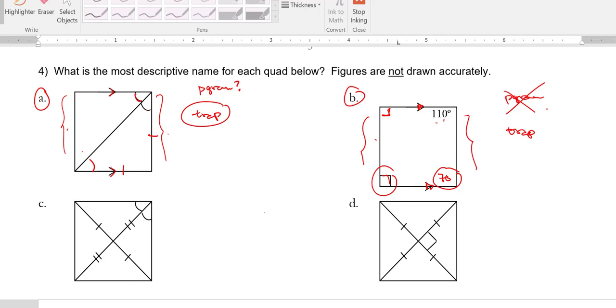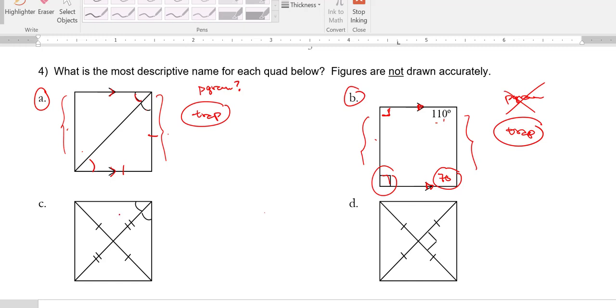I can see from this being one pair of opposite sides parallel that it's a trapezoid. And then I have to identify, are these two sides congruent to each other, or any of those 3 pathways that I can get to an isosceles trapezoid. I don't have any of those pathways, so I just say it's a trapezoid. Not all these are trapezoids.